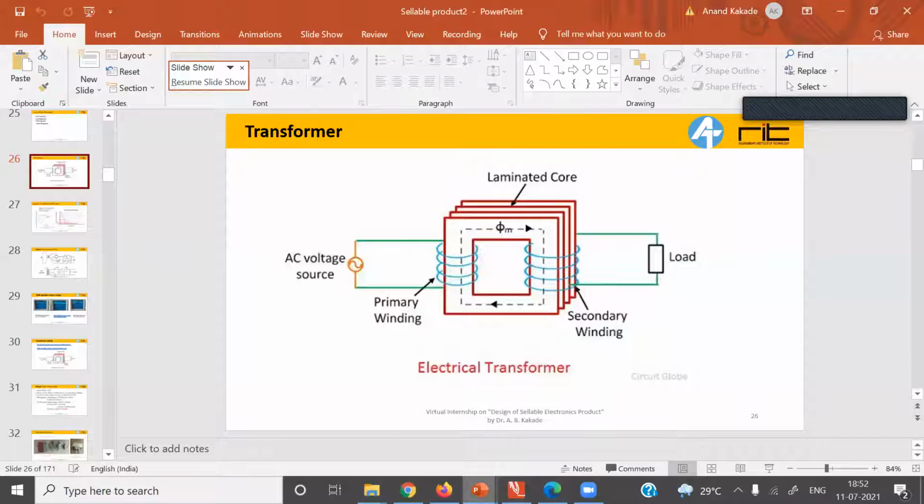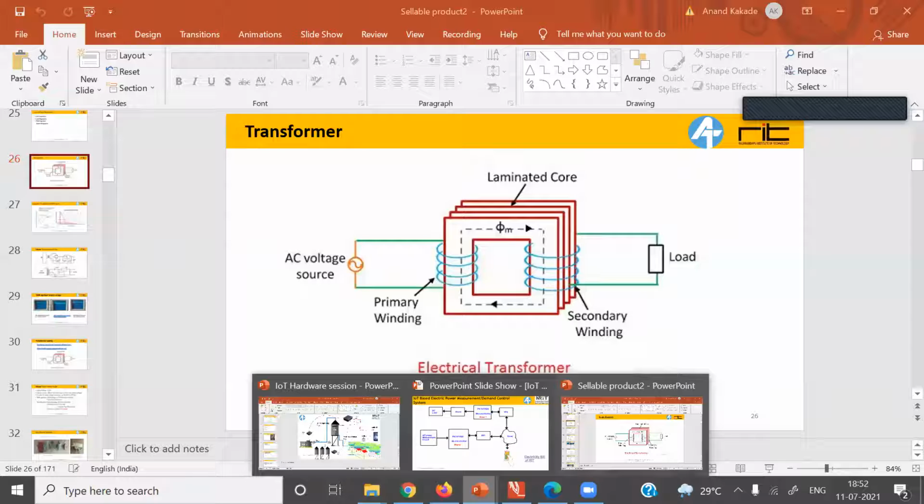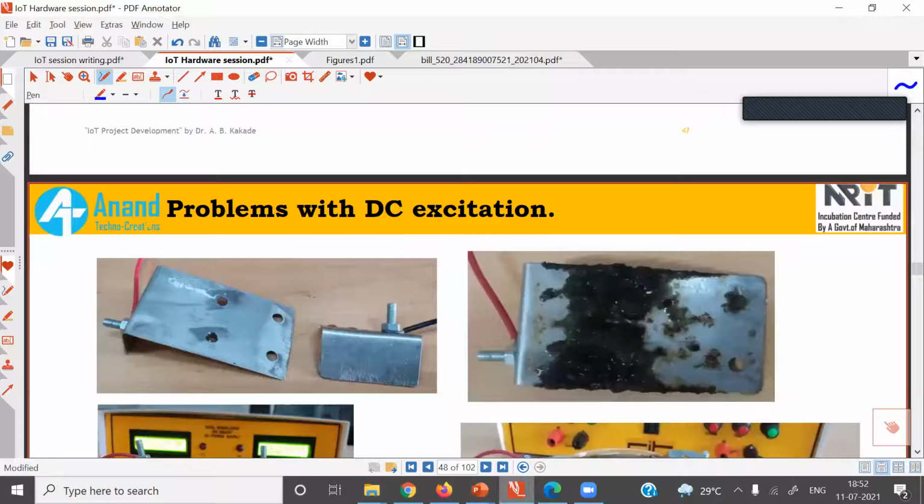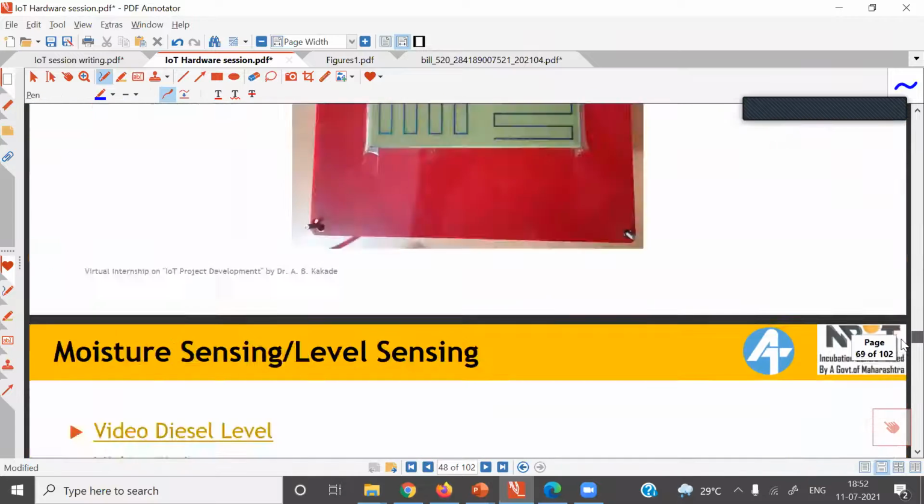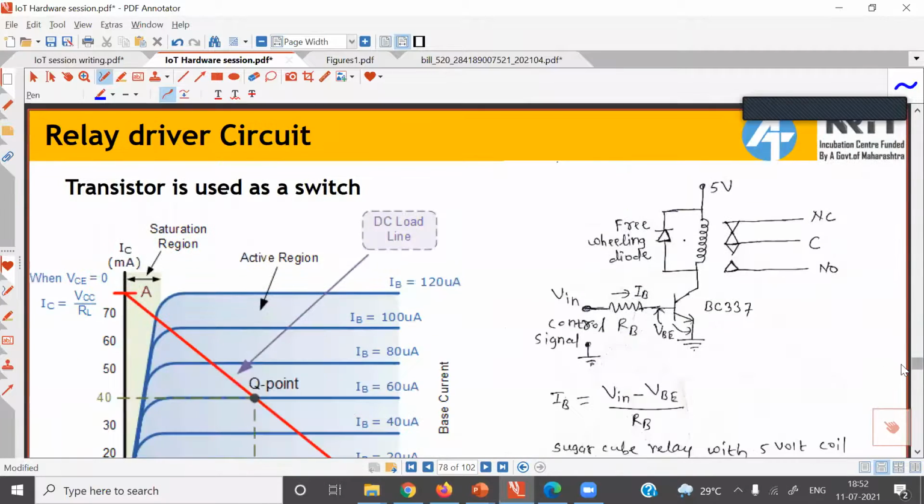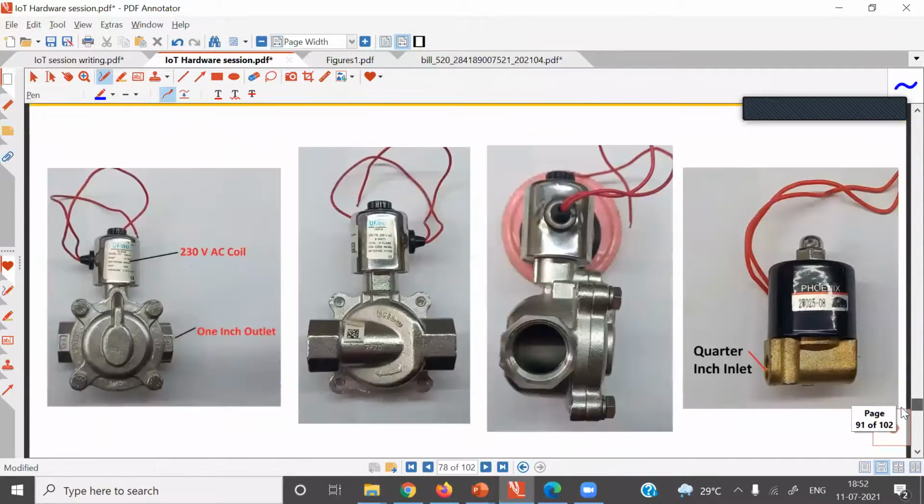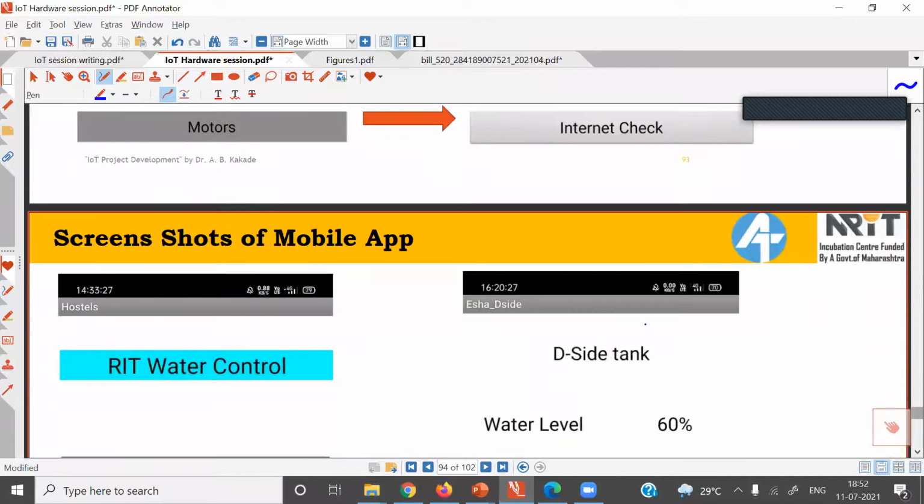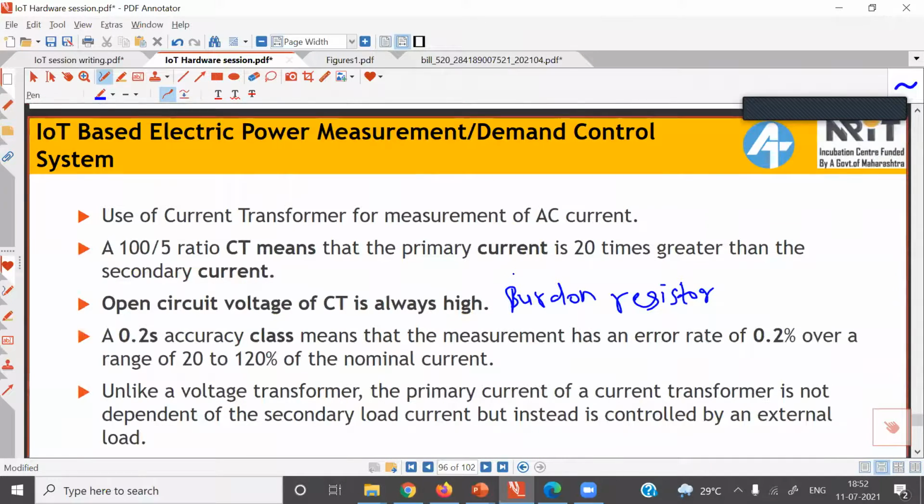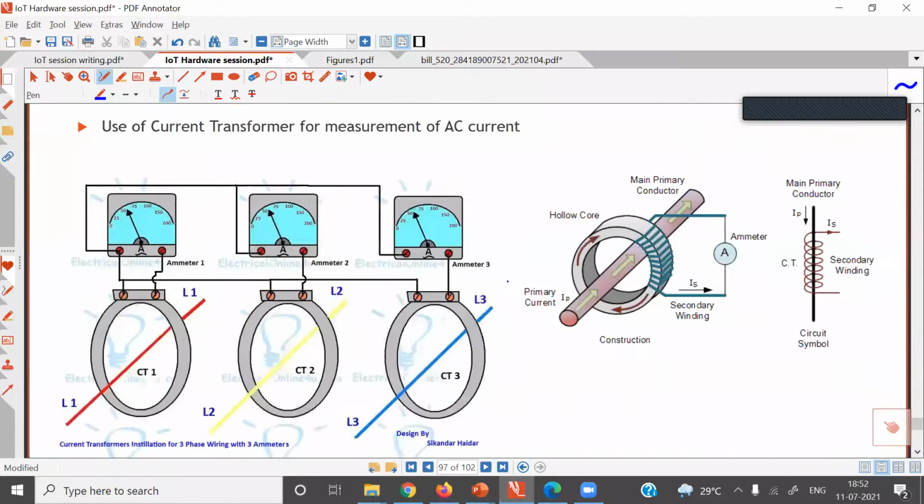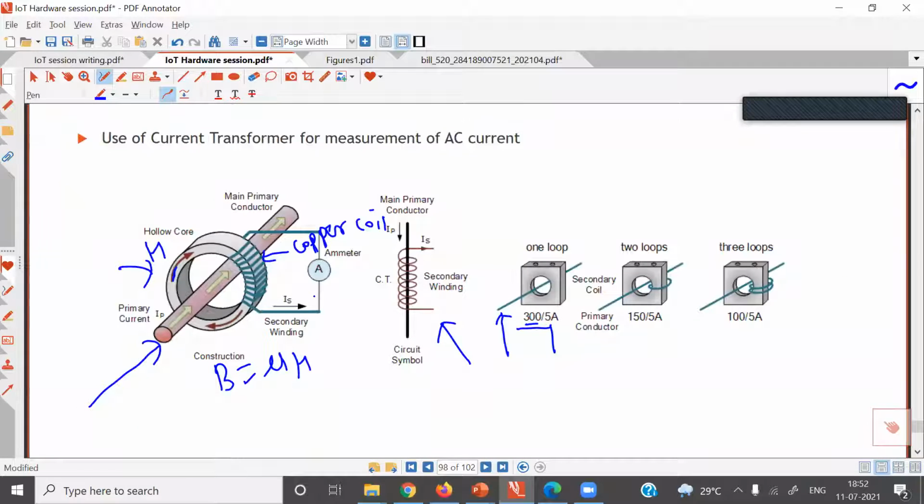So in case of current transformer, there is no effect of secondary current on the primary current because construction is different. So construction of CT is different. Therefore, there is no effect of secondary current on the primary current. And because of this, under open circuit condition, large amount of voltage gets induced and that may damage insulation in the coil winding.